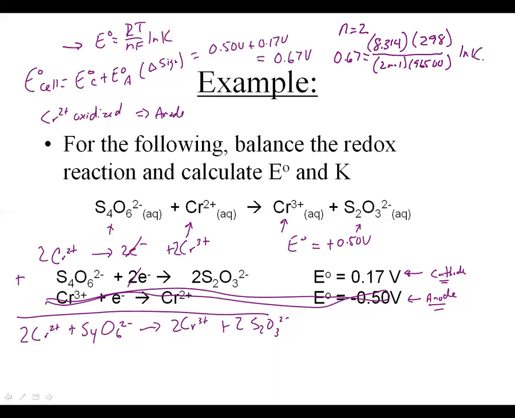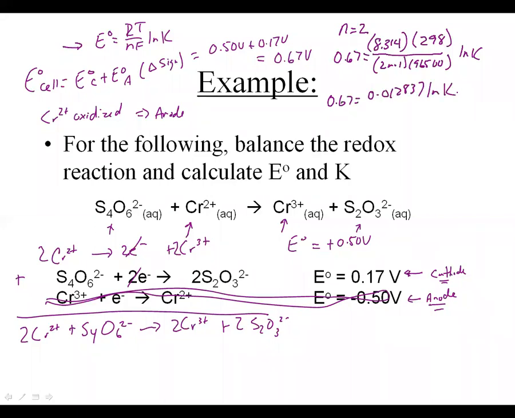So if we clean up a little bit here, we got 8.314 times 298 divided by 2 divided by 96,500. That is going to give us 0.012837. So 0.67 equals 0.012837 natural log of K.